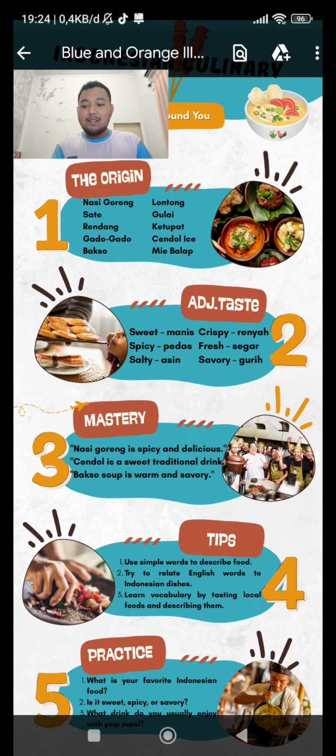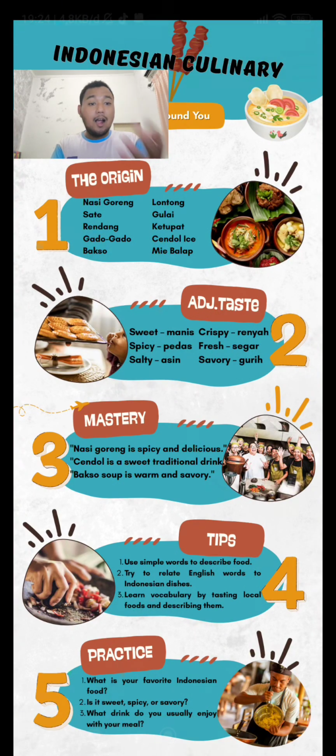Okay, let's start with the origin. So they already know which foods originally come from Indonesia, and the first ones are nasi goreng, sate, rendang, gado-gado, bakso, lontong, and others. If they already know about this, then you can continue to the next step.